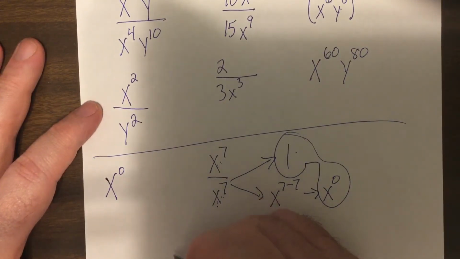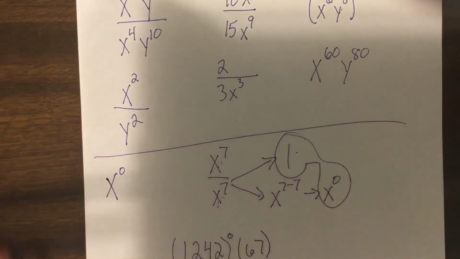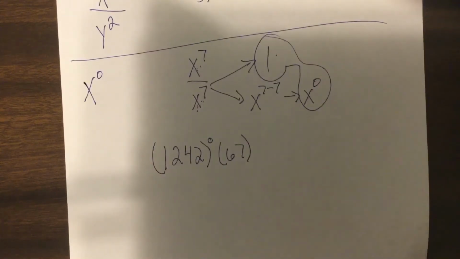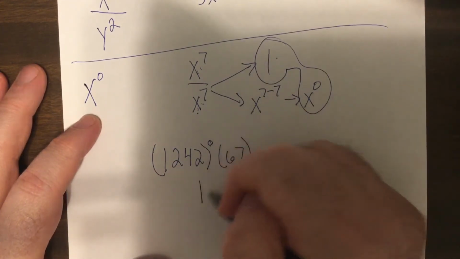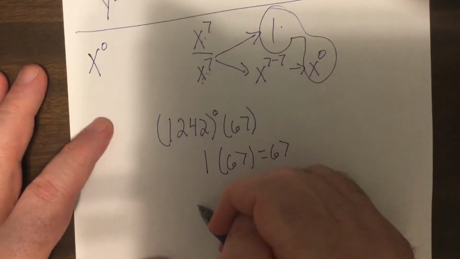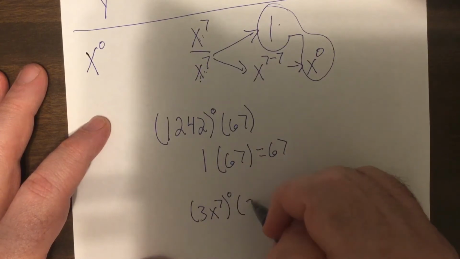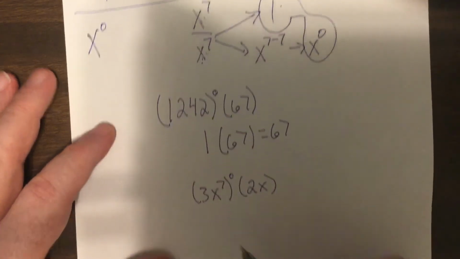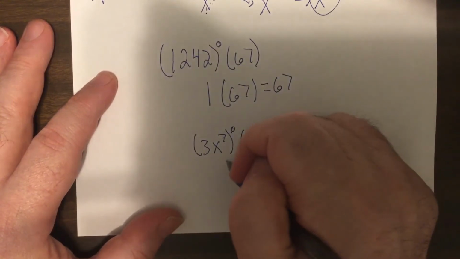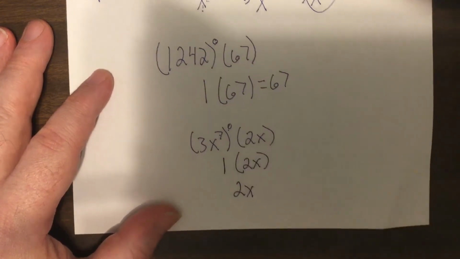But other than that, if I said what's 1242 to the 0 power times 67, a lot of people get mad if I put that on a test, saying, oh my goodness, how big is that without a calculator? But wait a minute, anything to the 0 power is 1, so it'd be 1 times 67, which is 67. Or if I said 3x to the 7th to the 0 times 2x, well, you'd say anything to the 0 power is 1, so it'd be 1 times the 2x, so it's 2x.